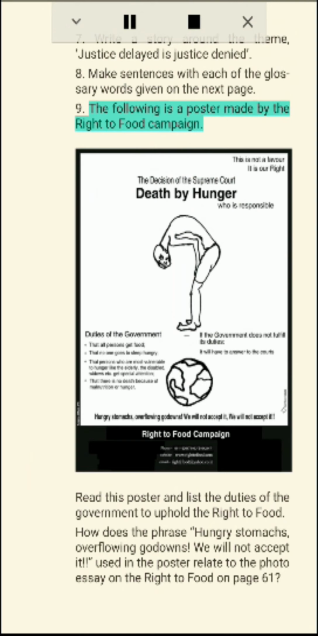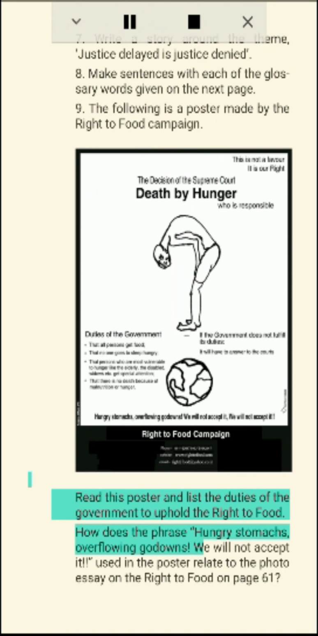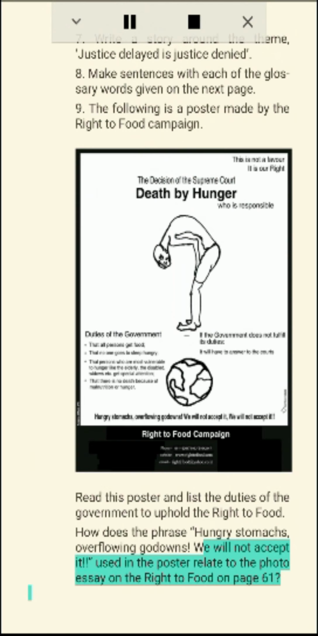9. The following is a poster made by the Right to Food campaign. Read this poster and list the duties of the government to uphold the right to food. How does the phrase, "Hungry stomachs, overflowing godowns? We will not accept it," used in the poster relate to the photo essay on the right to food on page 6?